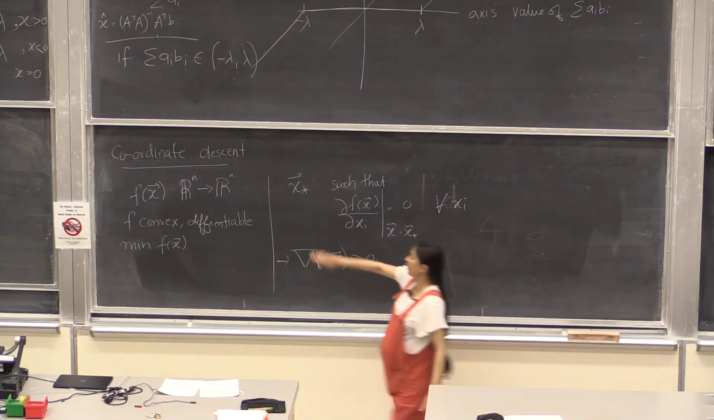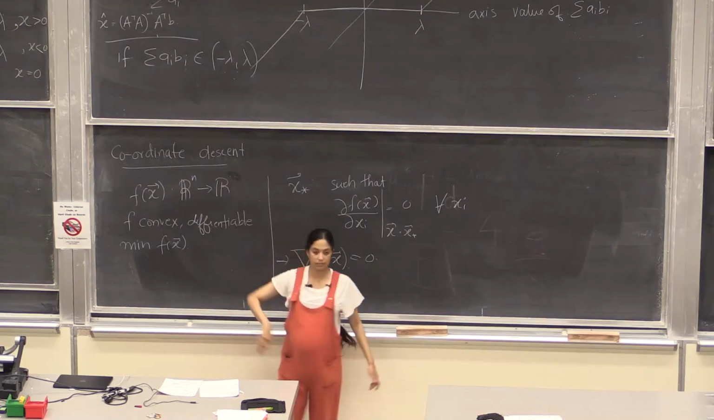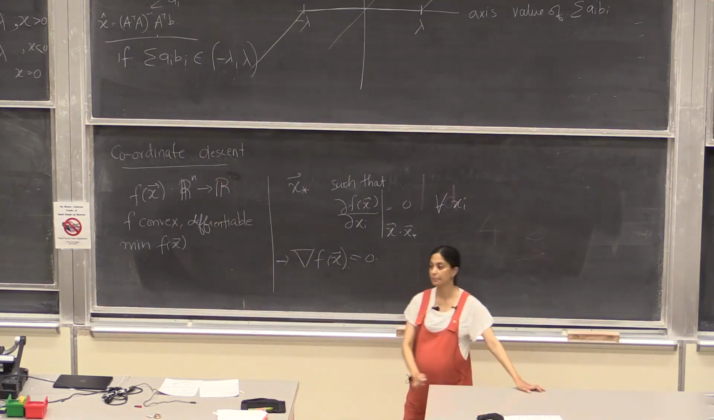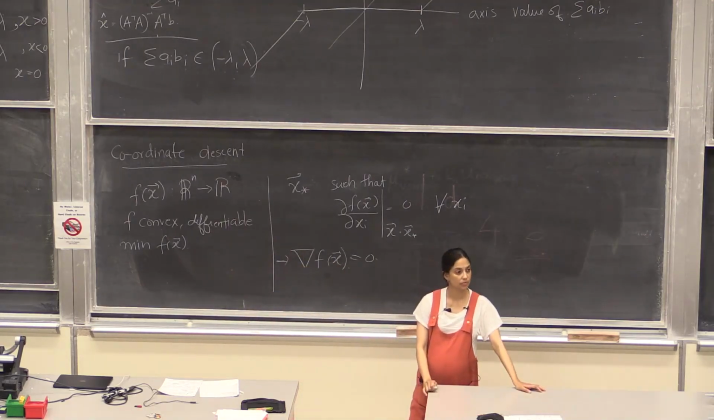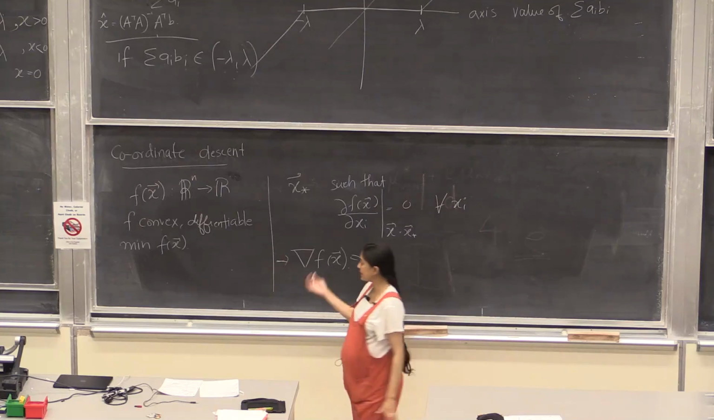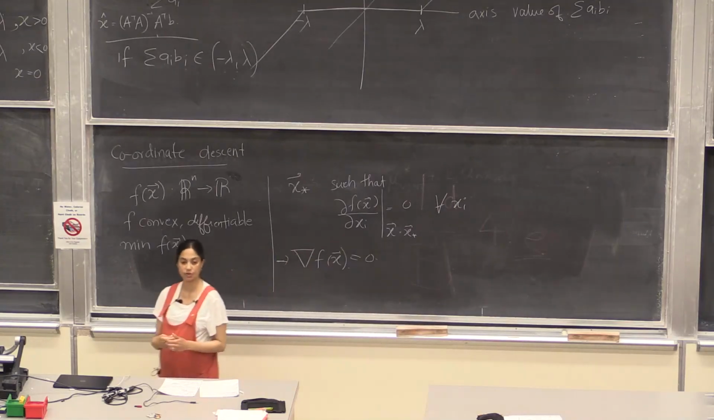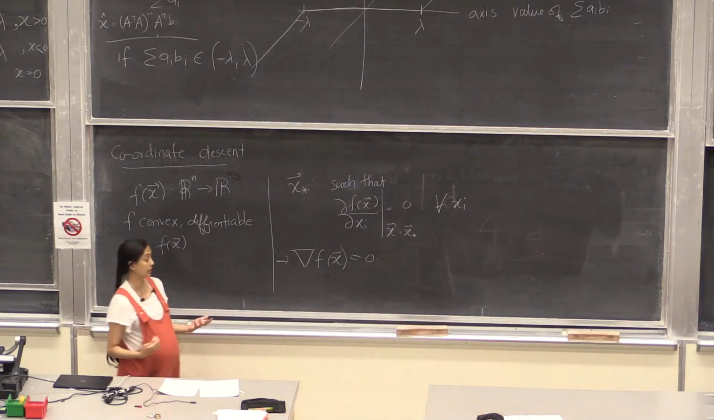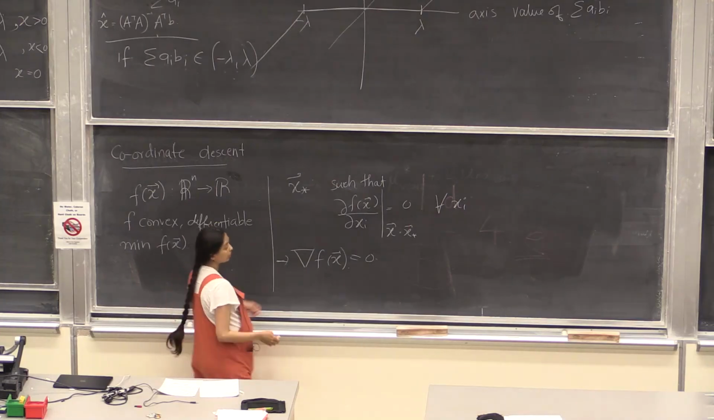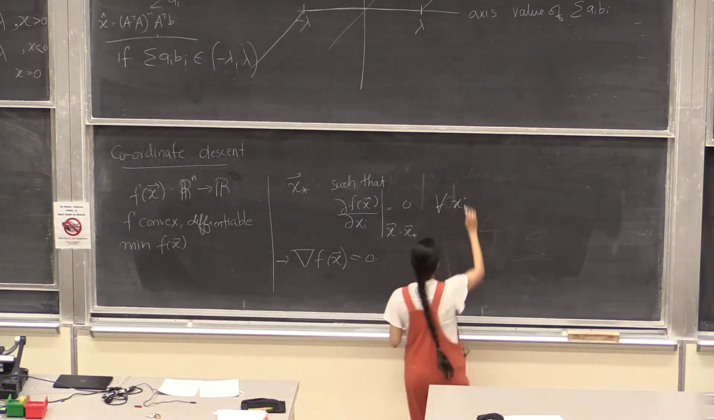Oh, okay, sorry, it's R n into R. Yeah, thanks. Okay, so this is the key idea that motivates coordinate descent. And the coordinate descent algorithm is kind of simple.